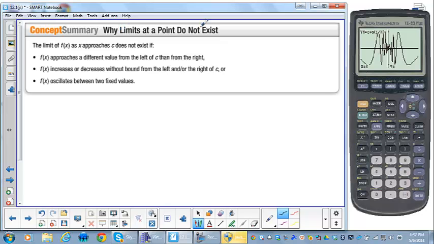Why limits at a point do not exist. The limit of f of x as x approaches c does not exist if f of x approaches a different value from the left of c than from the right, or if f of x increases or decreases without bound from the left and/or right of c. So this means that right and left are different, and this would be infinite. So it's going to infinity on one side and maybe negative infinity on the other side, or even if it goes to infinity on either side, then we say there's no limit. Or if f of x oscillates between two fixed values, like we saw before.